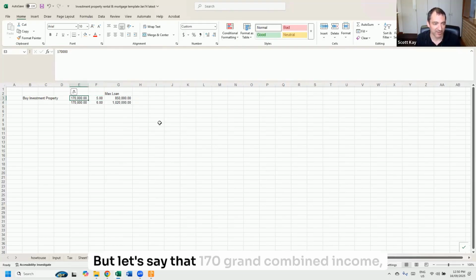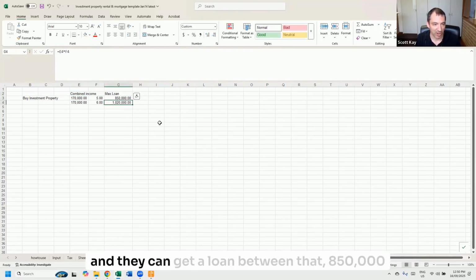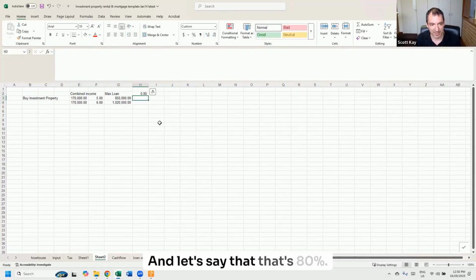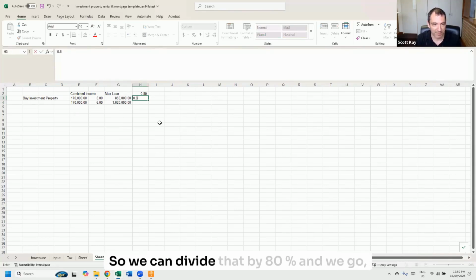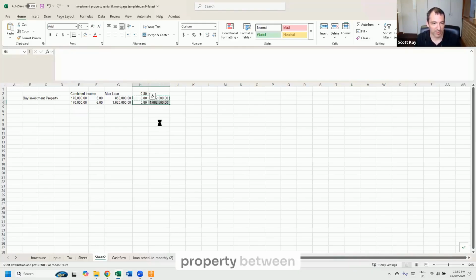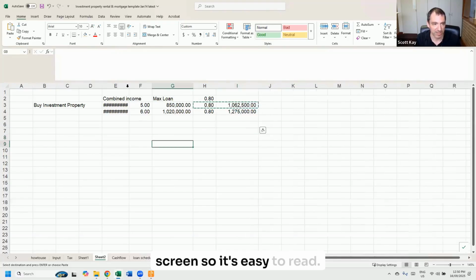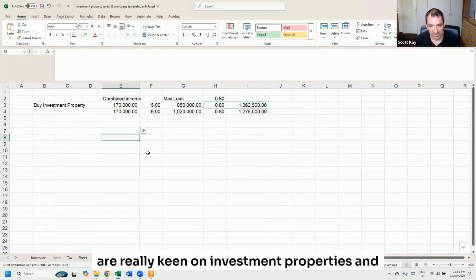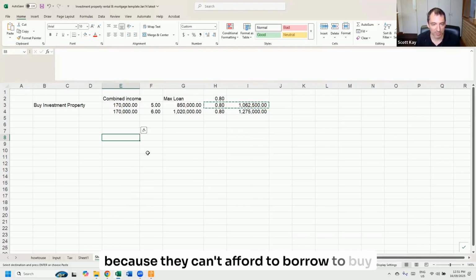But let's say that it's 170 grand combined income and they can get a loan between 850,000 and 1,020,000 as the maximum loan. And let's say that that's 80%. So we can divide that by 80% and that means that they can afford a property between 500 and 1.275. I'm going to make that a bit bigger on the screen so it's easy to read. And so many Australians only own one property because they can't afford to borrow to buy another property.